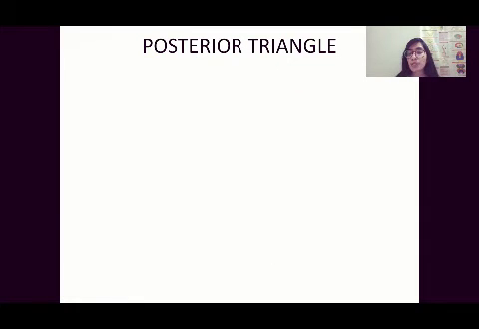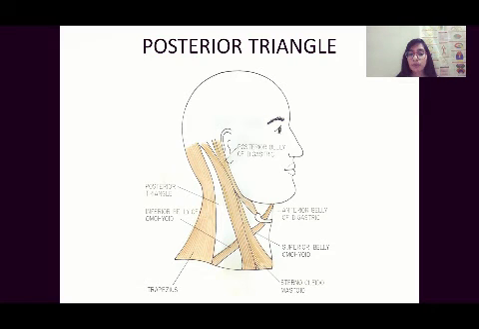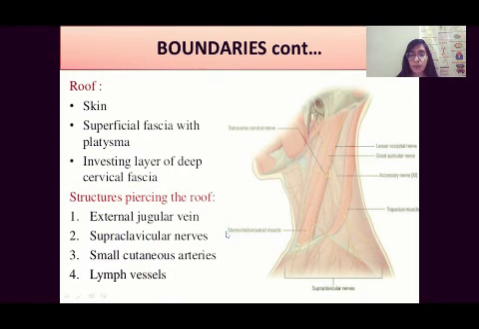Now coming to the posterior triangle of the neck. Posterior triangle of the neck, as I told you, is formed by what? It is formed by sternocleidomastoid anteriorly, trapezius muscle posteriorly, and the inferior belly of omohyoid. This is the superior belly and this is the inferior belly. Then this inferior belly of omohyoid divides this triangle into two parts, occipital and subclavian triangle. So this is the posterior triangle.